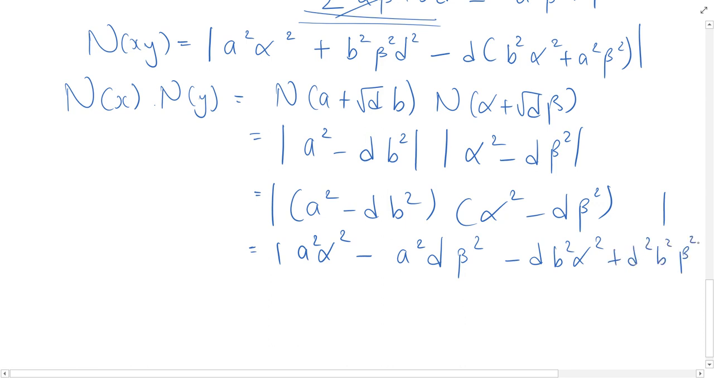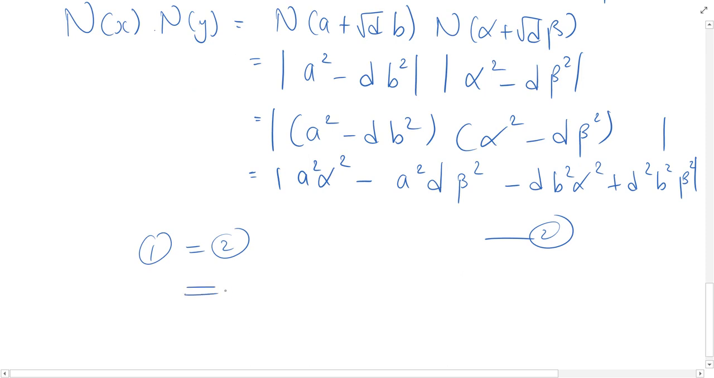You see both of these things, this one is actually same as 2, correct? From this 2 you can take d common and you get this thing, right? So since my 1 is same as 2, this implies my N of xy is same as N of x times N of y.